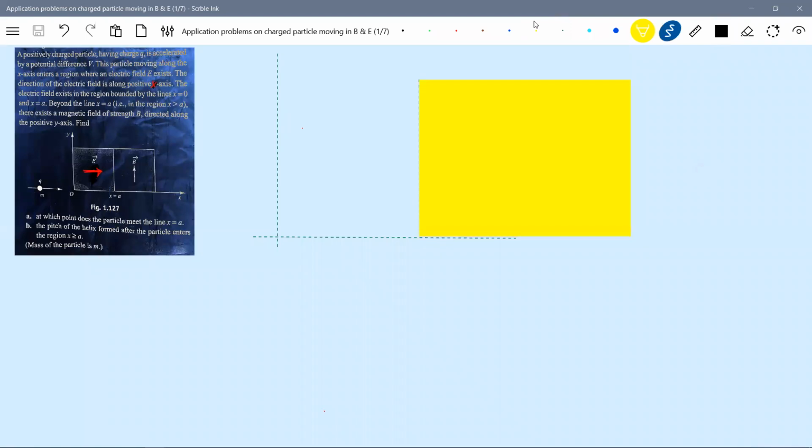This yellow color, let me call it the magnetic field region. Try to work it out. Meanwhile, I'll set the diagram. Okay, like this, it will continue for x very much greater than a.